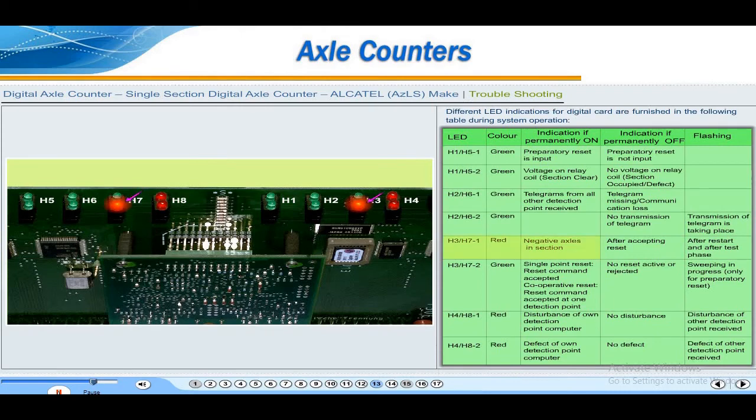H3/H7 1 red LED remains permanently on when negative axles are counted in the section. It remains off after accepting reset. It keeps on flashing after restart.